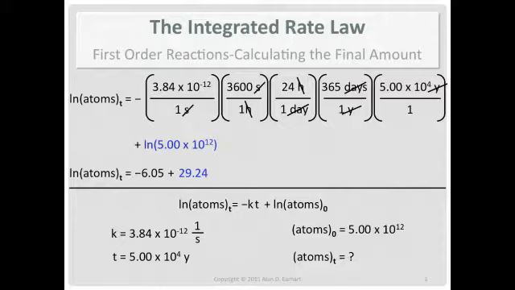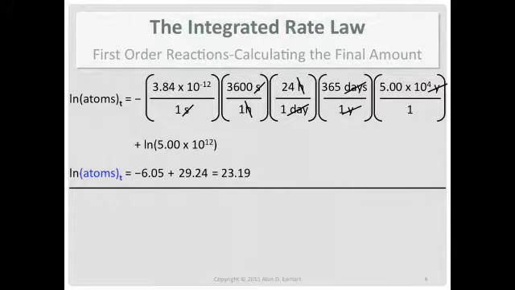Now the units. At this point, there can't be any units, because when you take the natural log of something, you get a number back, and that number can't have units in it. So that's why it was really important up above to make sure that we had the proper units and they all canceled out. So this is where we are. We're not done, but we do know that the natural log of the atoms after 50,000 years is equal to 23.19. But that's not what we want. We want the atom count.